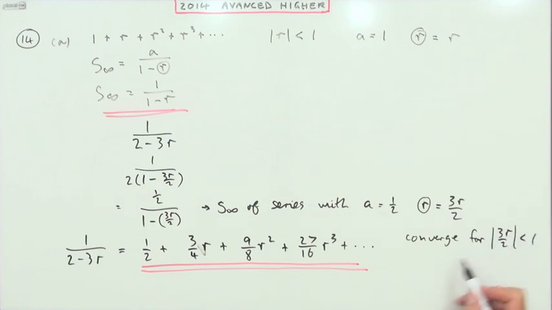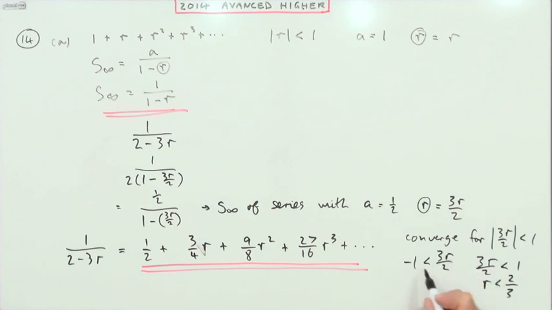Right, there's two parts to that. You could say 3r upon 2 has to be less than 1, in which case r is less than 2/3. And the other half is 3r upon 2 has to be greater than -1, which means that r is greater than -2/3. So the second bit for this is, it's equal to that, and it converges for r is less than 2/3, greater than -2/3.